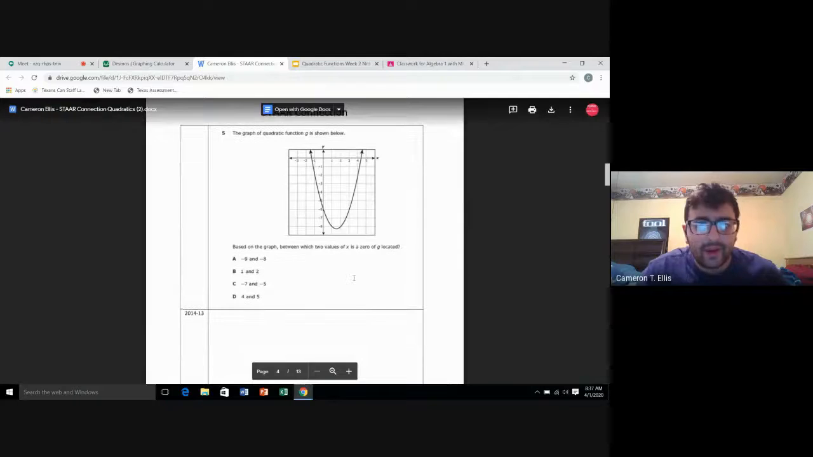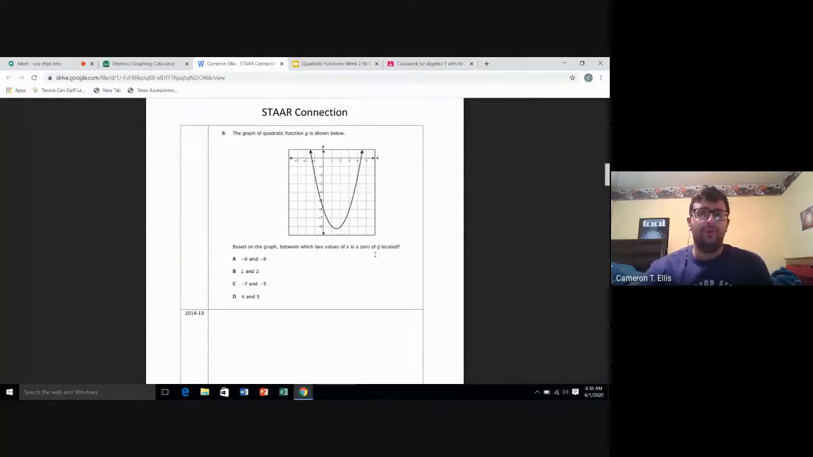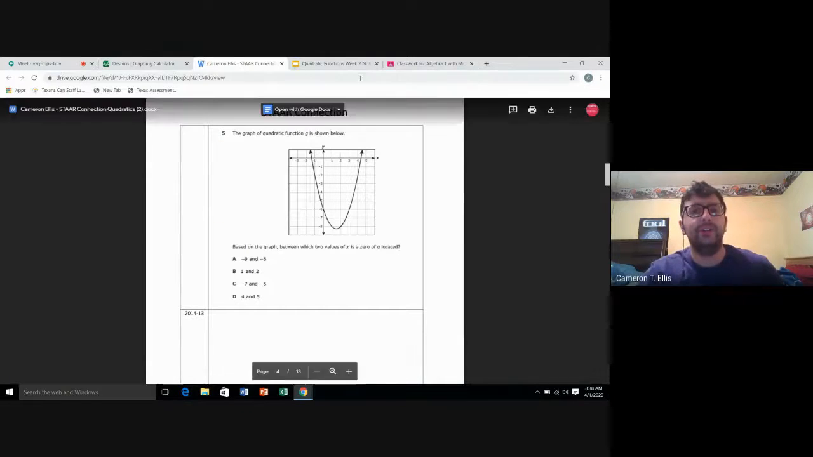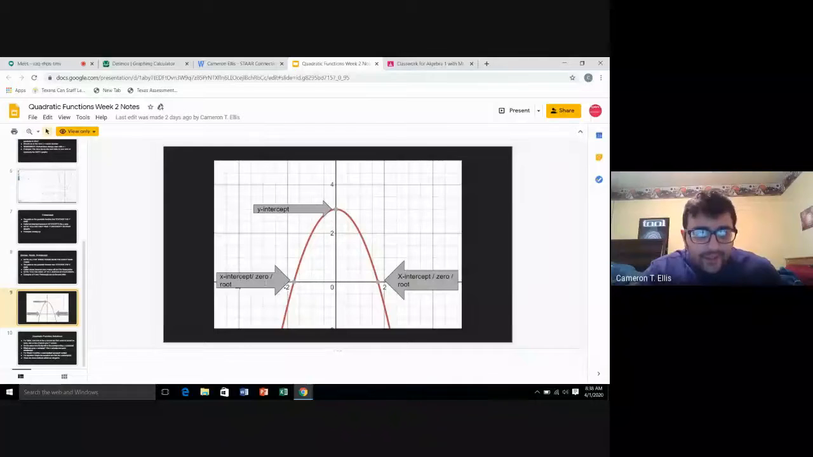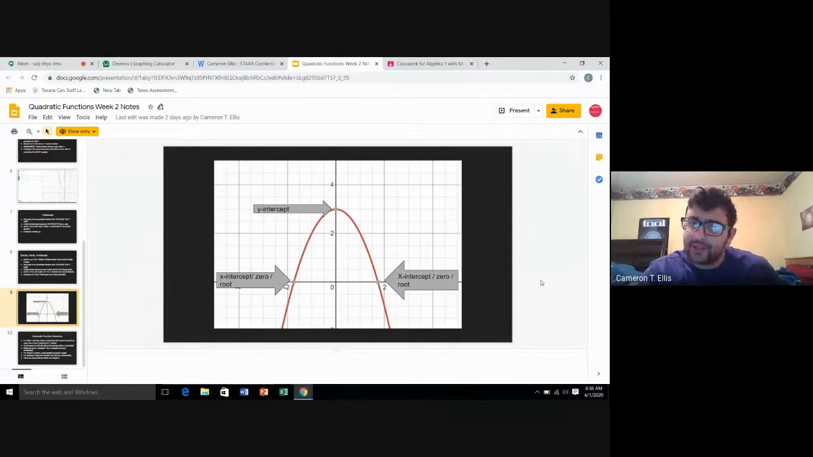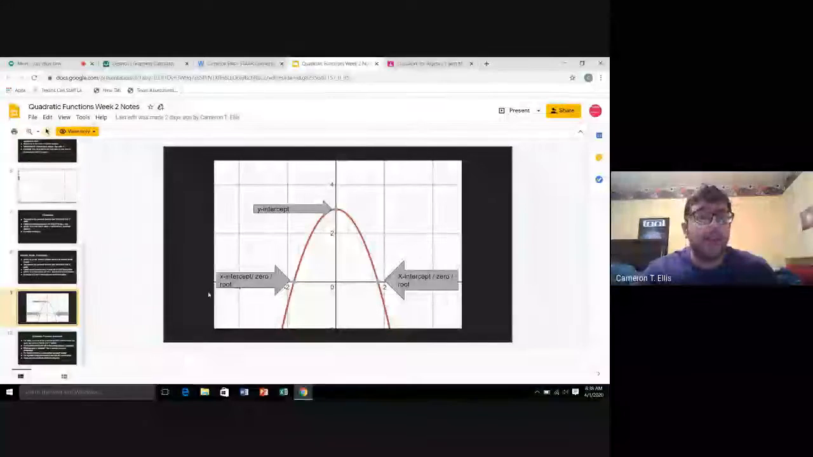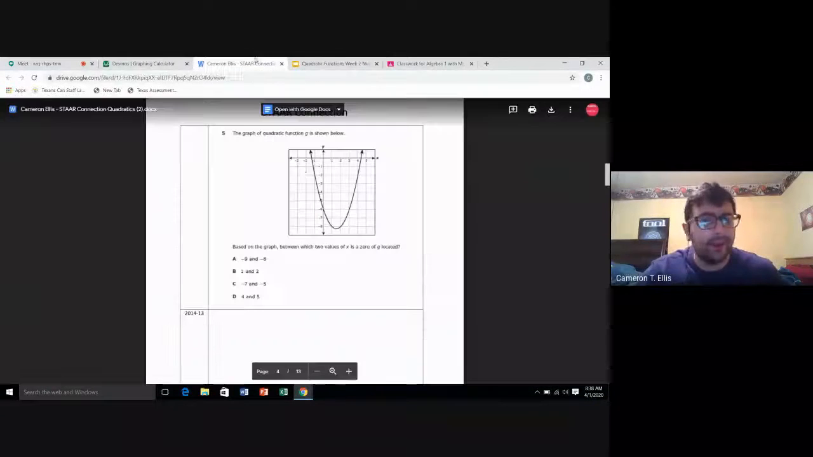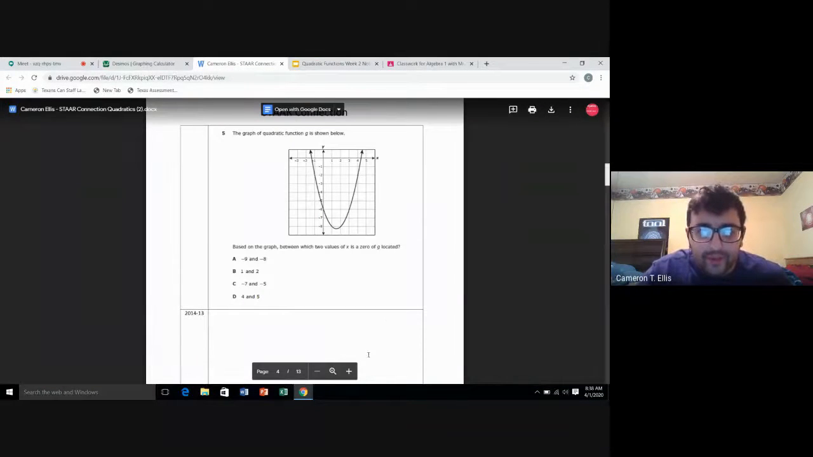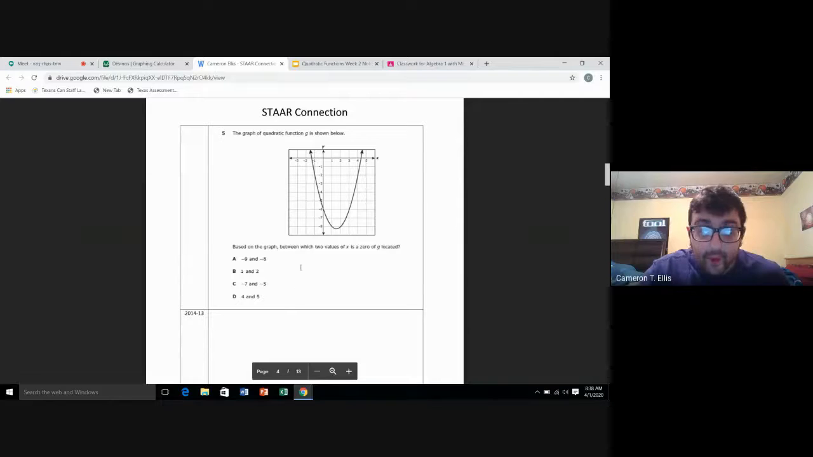All right. The graph of the function g is shown below. Based on the graph, between which two values of x is a 0 of g located? Now, what's a 0? Same thing: x-intercept, 0, root. It's just the x-intercept, guys, just the point that crosses the x-axis. That's all we're looking for. We're hammering this point home. Oh, but it's a tricky one. Between which two values of x is a 0 of g located?